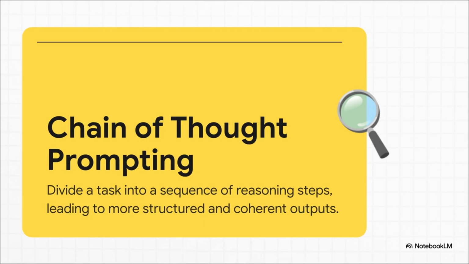Okay, now for the really complex stuff. Problems that need more than just a one-step answer. For that, we have chain of thought prompting. This is a game changer. You're basically getting the model to think out loud, breaking down a big problem into a series of smaller, logical steps, instead of just jumping to the conclusion.